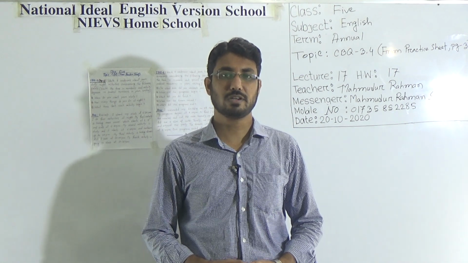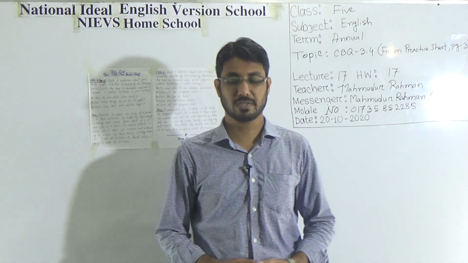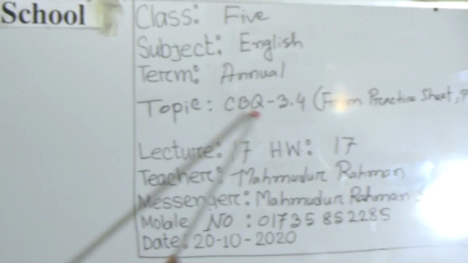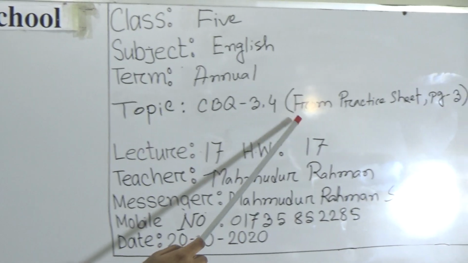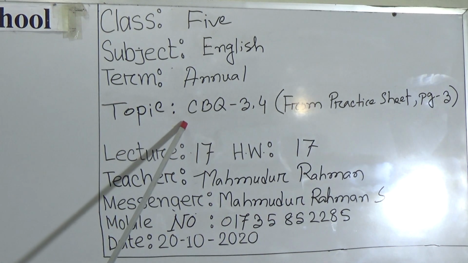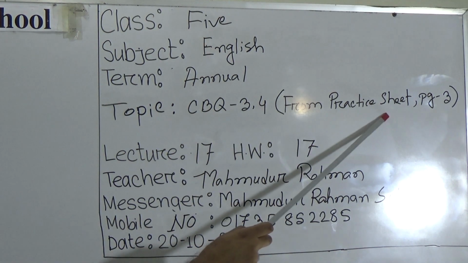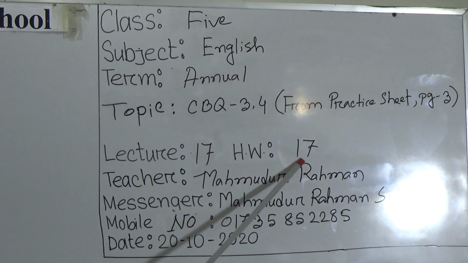Today I am going to take an English class for the students of class 5. Our today's topic is CBQ, that means competency based question 3 and 4 from your practice sheet page number 3. I repeat again, our today's topic is CBQ 3-4 from practice sheet page number 3. Today our lecture number is 17 and your HW number is also 17. Okay, let's start.